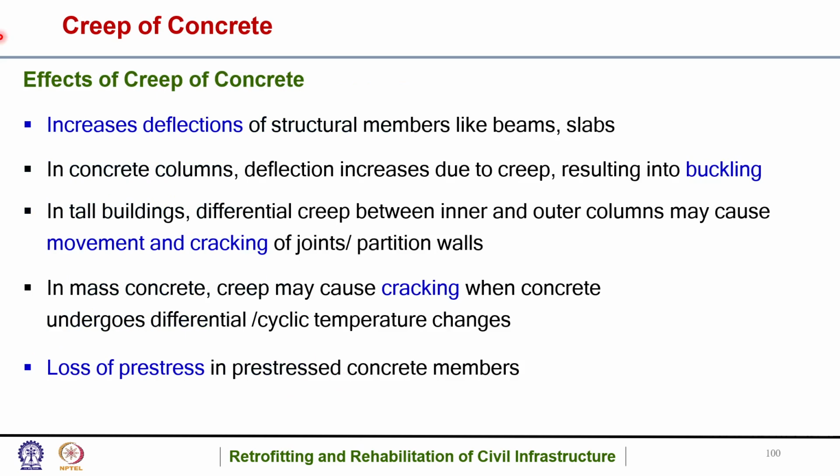Now the effects of creep of concrete. It results in increased deflections of structural members like beams and slabs. In concrete columns, deflection increases due to creep, resulting in buckling. In tall buildings, differential creep between inner and outer columns may cause movement and cracking of joints or partition walls. In mass concrete, creep may cause cracking when concrete undergoes differential or cyclic temperature changes. And there is loss of pre-stress in pre-stressed concrete members. So these are some bad effects of creep of concrete.